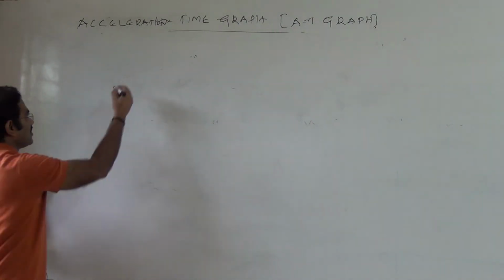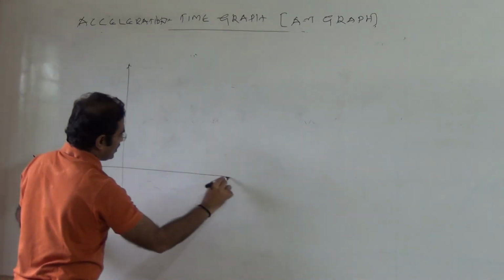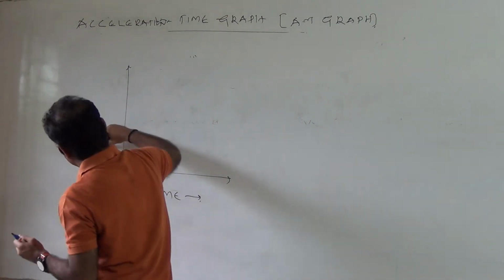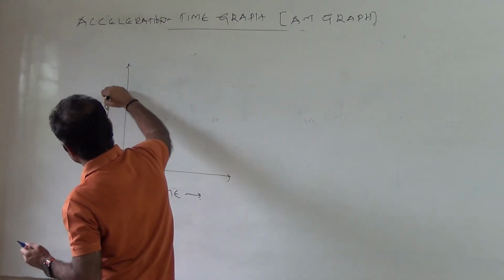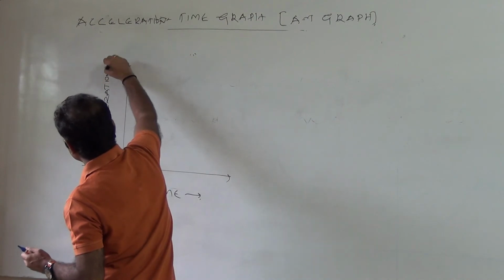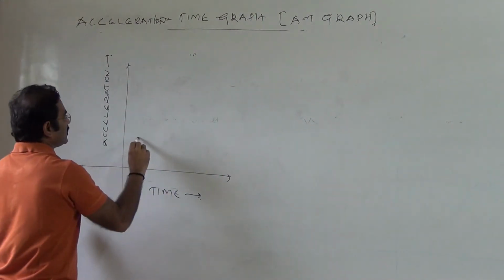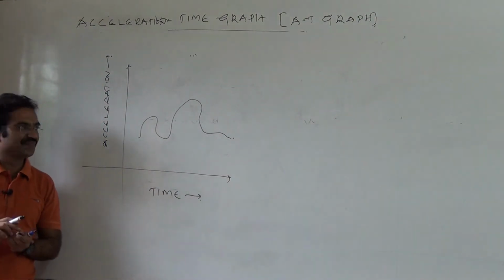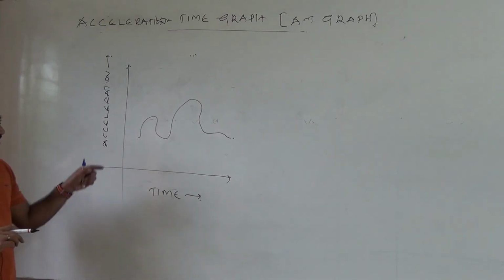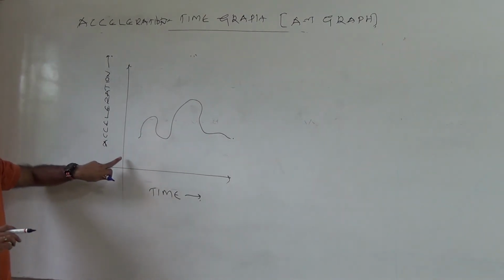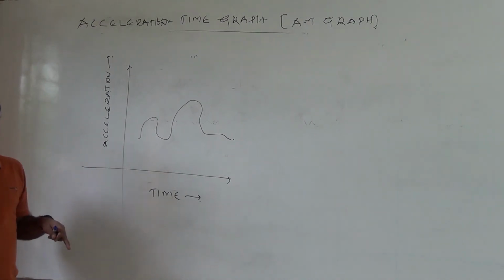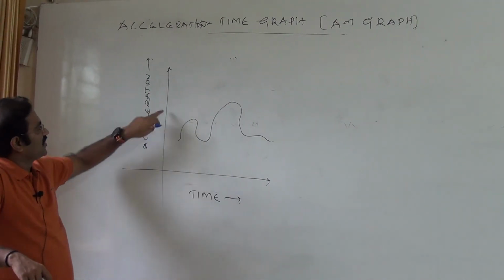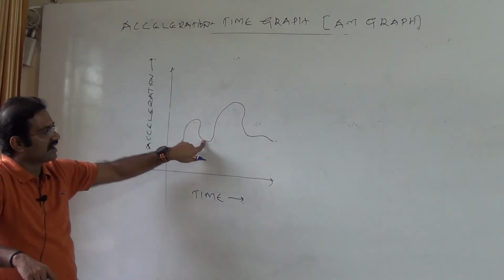In acceleration time graph, the same, time is taken along the x-axis and acceleration is taken along the y-axis. The resultant curve itself is known as the acceleration time graph. Here at the different intervals of time, we represent the accelerations. So what happens here? Different intervals of time, we represent the acceleration, we get this nature.